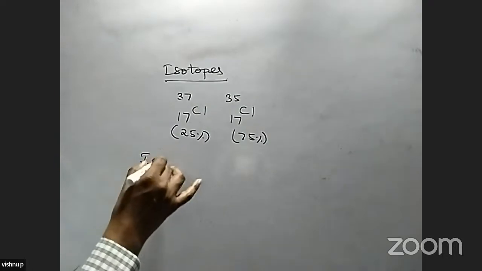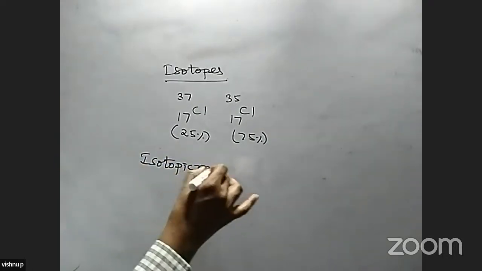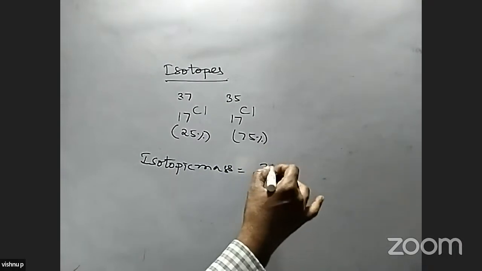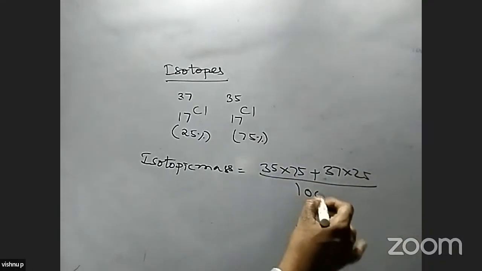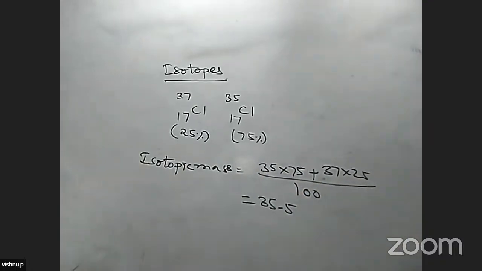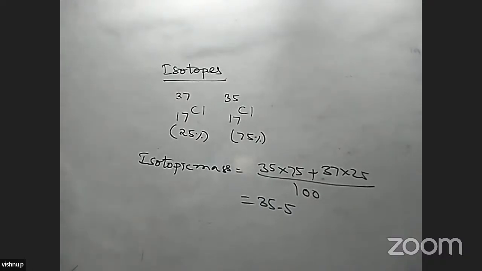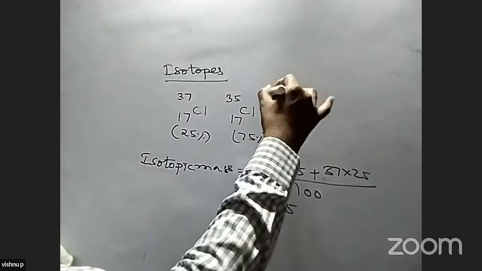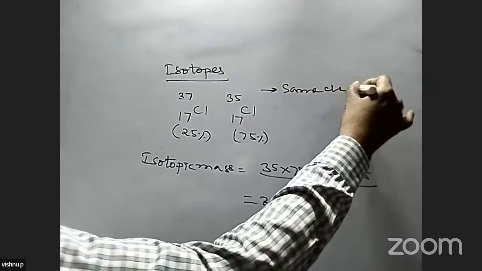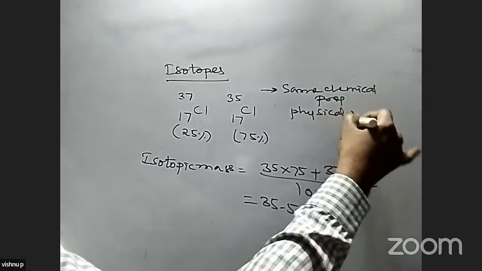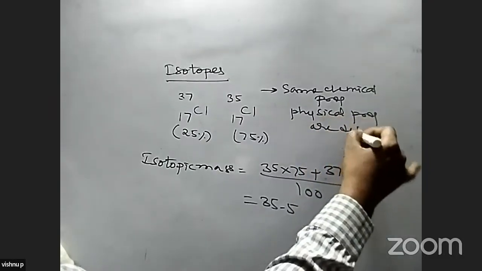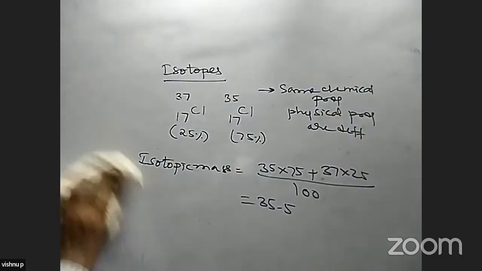From this, we can find the average isotopic mass. Isotopic mass is equal to 35 present with 75%, plus 37 present with 25%, divided by total 100. What value do we get? 35.5. So in this way, average isotopic mass is calculated. Isotopes contain the same chemical properties, but their physical properties are different.